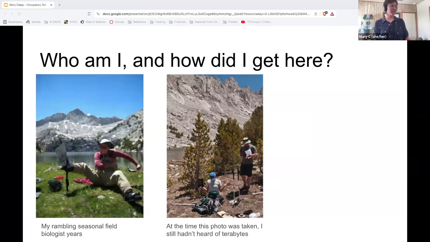And this picture is what our audio setup looked like. So we hiked 20 miles into the backcountry with basically a motorcycle battery and a metal solar panel along with the Song Meter to set these up. At this time, machine learning methods to automate bird ID from acoustic recordings were really just a twinkle in the eye of a few software engineers. And TensorFlow, which is a major open source machine learning platform, wouldn't even be released for another 2 years. And I didn't even know what a terabyte was.